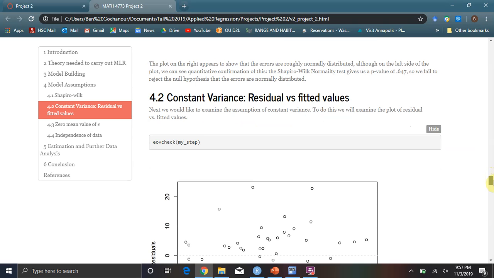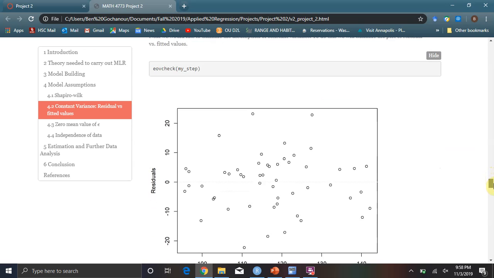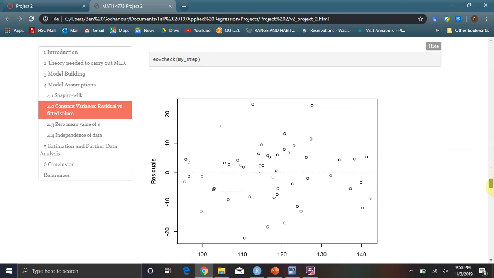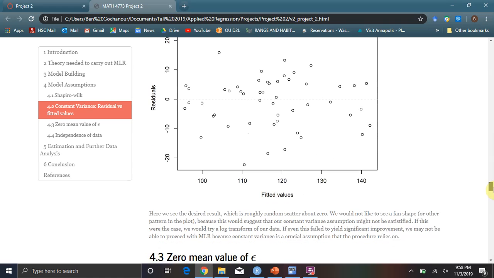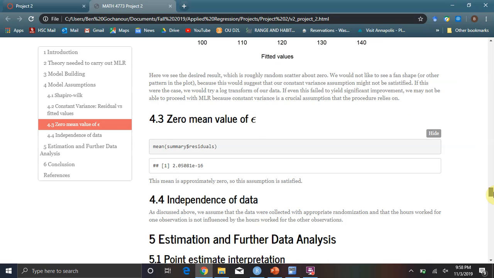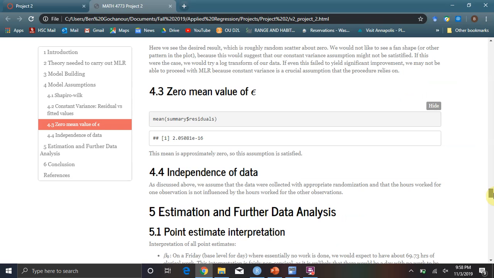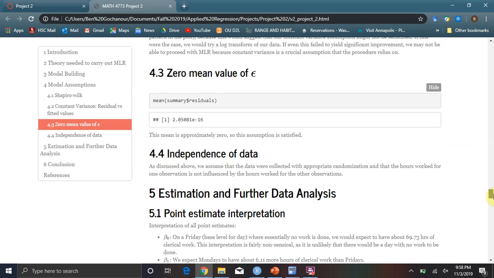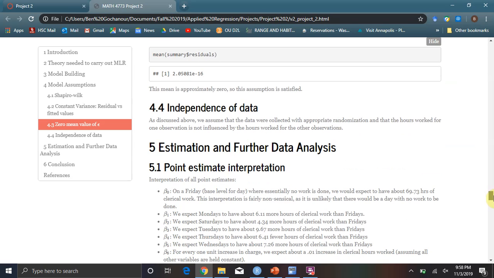We also take a look to see if the variance is constant. So here's a plot, and it exhibits the random scatter we'd like to see. If we saw a fan shape or something here, we might be concerned that the residuals are not constant, but this plot appears to provide good evidence that we can proceed. Here we just calculate to verify that epsilon indeed has approximately mean 0. Also, as I noted above, we're assuming the data has the appropriate independence property and that the days were selected with randomization, and so the hours worked in one day does not depend on the next.